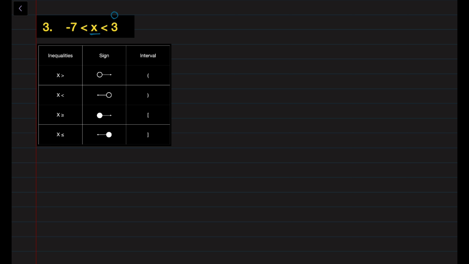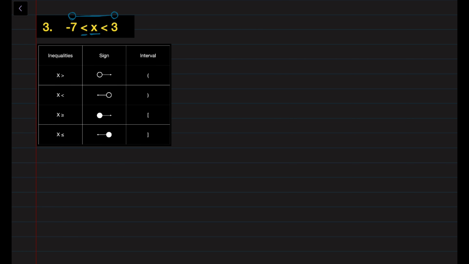Similarly, we're also looking for numbers that are greater than -7. Again, it's not including -7 because if it was, we would have had a line under here to indicate that it's including. So -7 is not included. And we're looking at all the real numbers in this range, so we can connect these two. And our interval would be from -7 to 3, where -7 is not included and 3 is not included.